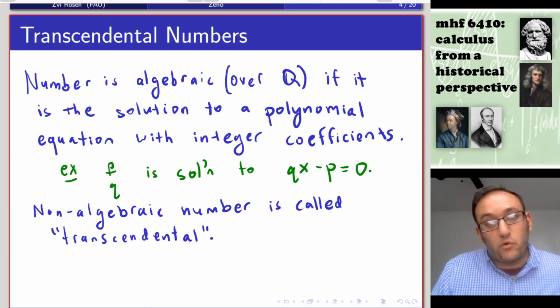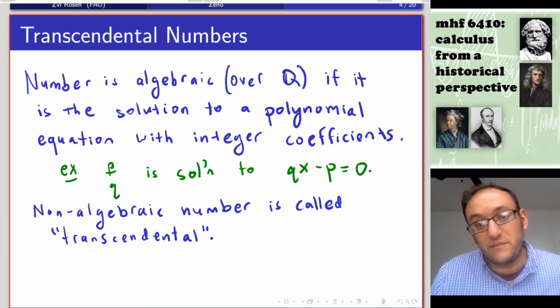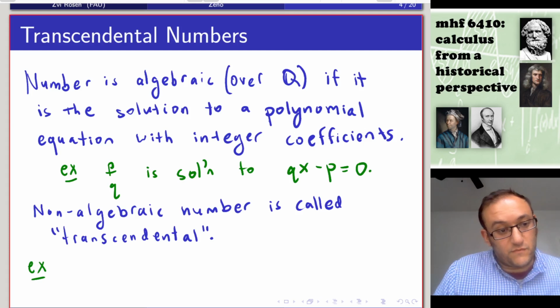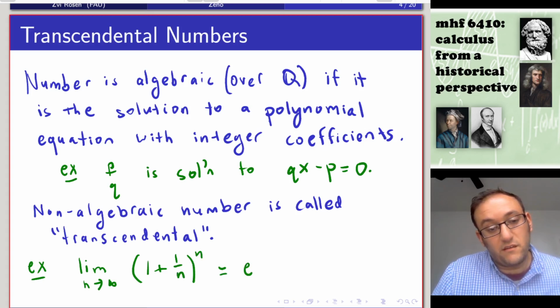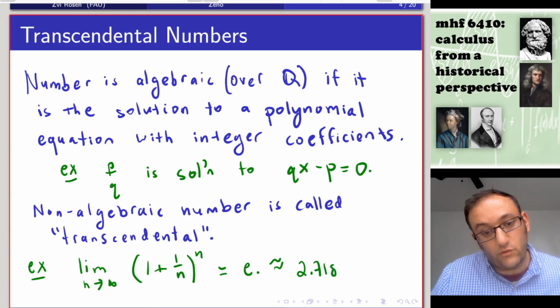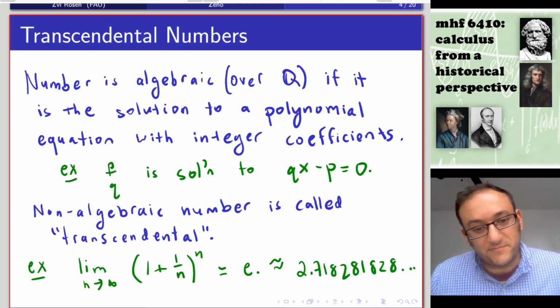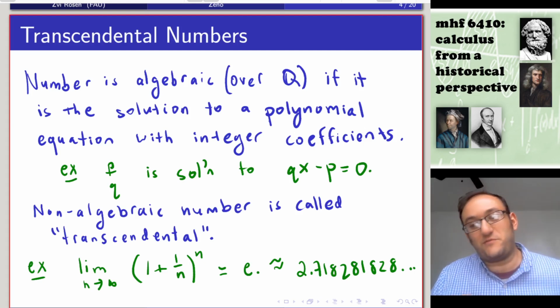But there are some very important numbers that are defined in terms of limits that are transcendental. So one of them is the limit as n approaches infinity of (1 plus 1 over n) to the n. This is known as e, and this is approximately 2.718281828, followed by other stuff. It repeats that 1828 twice, so you get a lot of precision if you remember those 4 digits.